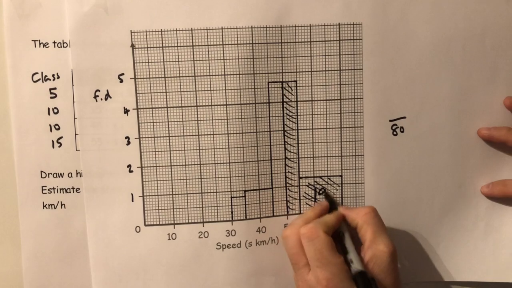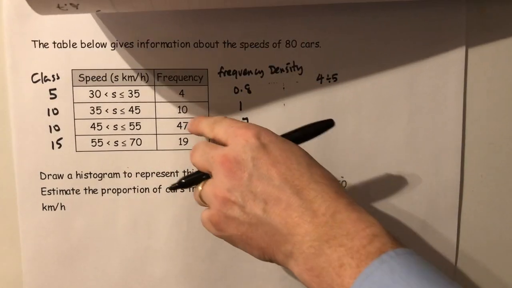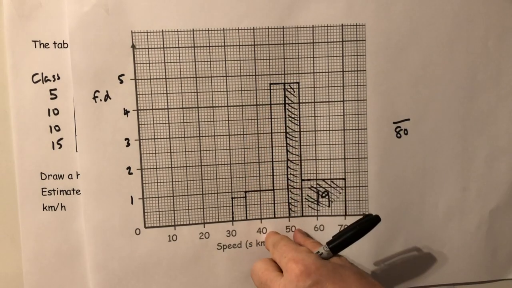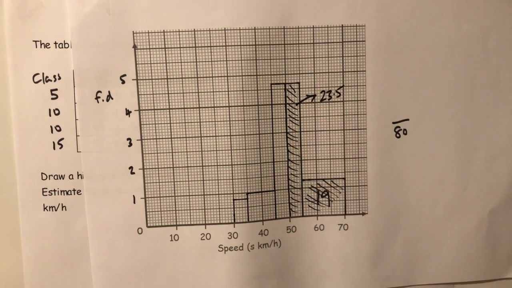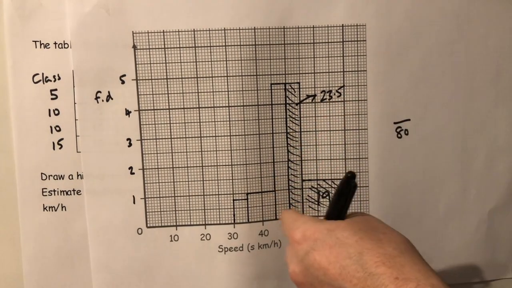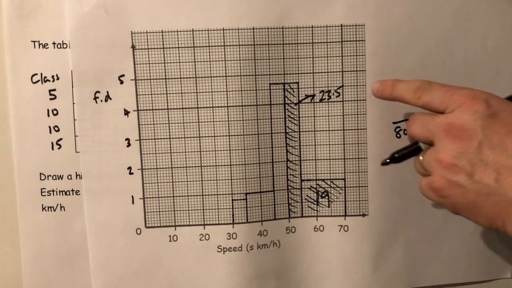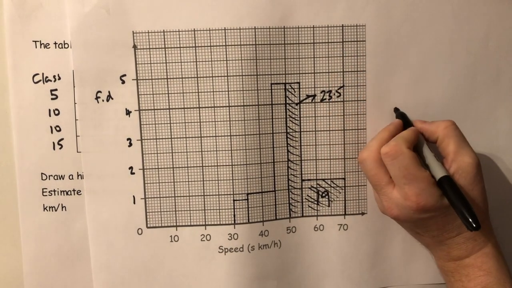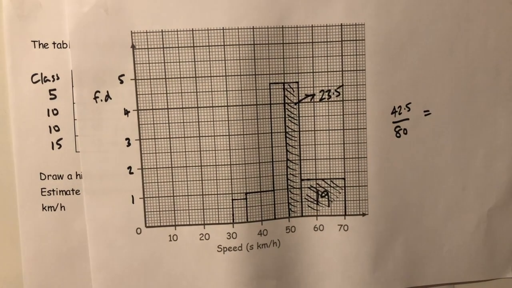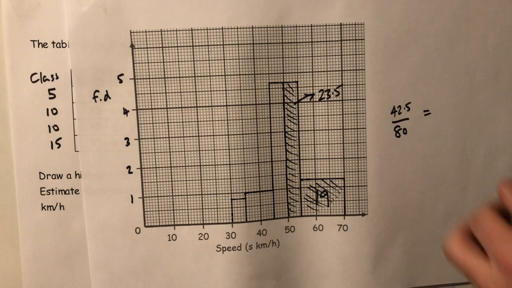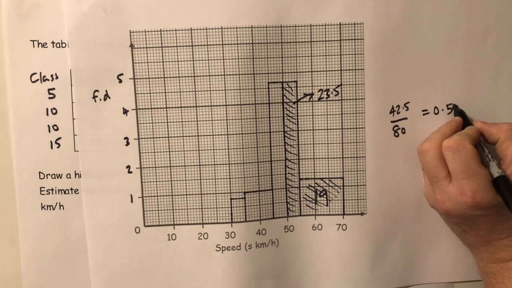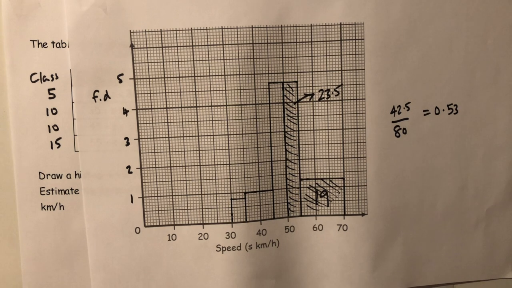Now we already know this rectangle, we know that it's 19. As for this one, we've got 47 in the entire rectangle, so therefore that is approximately 23.5 because it's halfway. So we have a total of 42.5 out of the 80, which can be written as decimal or fraction. So 42.5 divided by 80 is approximately 0.53 if I leave it as a decimal, or you can have a fraction equivalent.